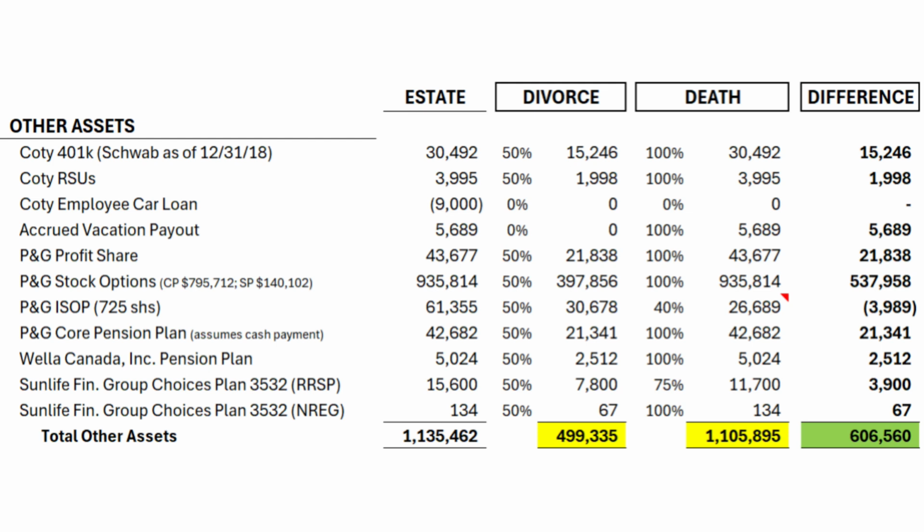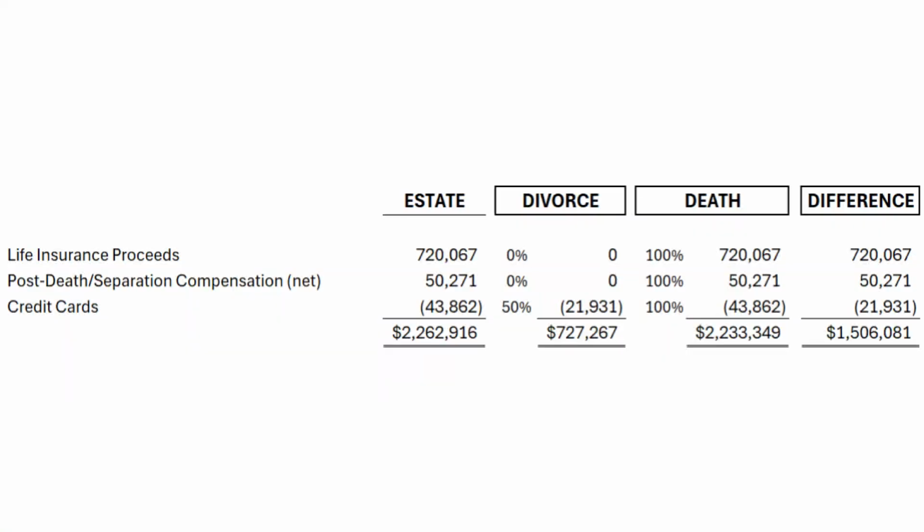$606,560. Now let's look at the life insurance proceeds on line 24. Tell us about how this gets handled. The life insurance proceeds are only the life insurance proceeds that are payable to Miss Sementilli. These don't include the life insurance proceeds that were payable to any other party. And obviously in divorce, none of these are payable to Miss Sementilli, because these are all term life policies.